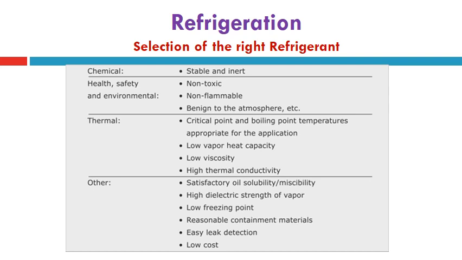From a chemical point of view, it must be stable and inert. From an HSE point of view, it must be non-toxic, non-flammable, and benign to the atmosphere. From thermal conditions, critical point and boiling point temperature appropriate to the application, low vapor heat capacity, low viscosity, high thermal conductivity. Other features: satisfactory oil solubility and miscibility, high dielectric strength of vapor, low freezing point, easy leak detection, and low cost and reasonable materials to contain this type of refrigerant.